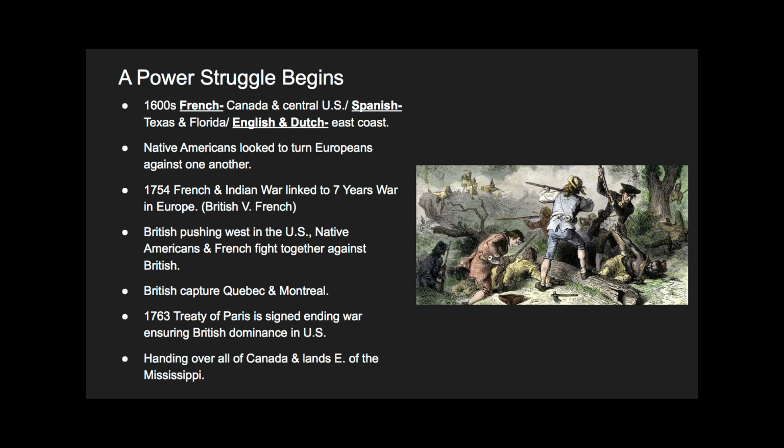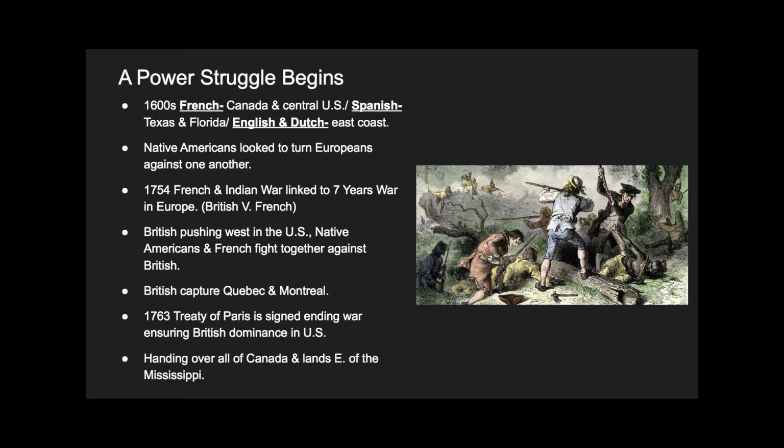The Spanish had moved north, trying to make claims to present-day Texas and Florida, while the English and Dutch will maintain colonies along the East Coast. Native Americans throughout these colonies are going to enter into the conflict, trying to play the Europeans against one another, because why not use them against one another instead of fighting them outright? And especially when there's already bad blood and rivalries, let them kill themselves.